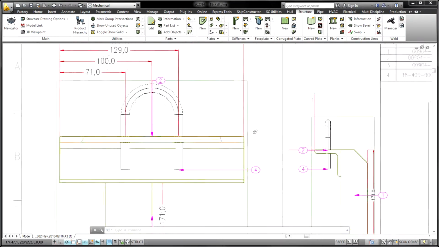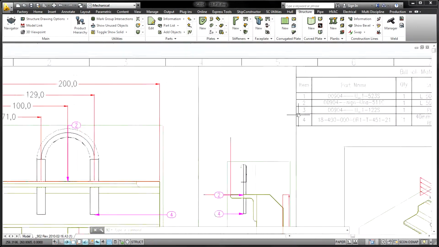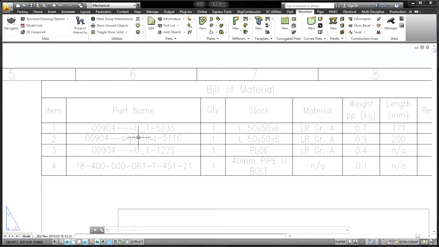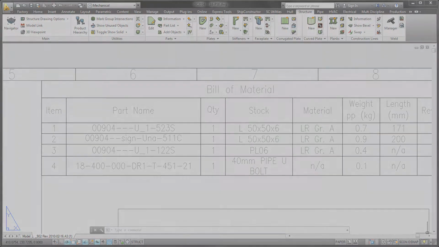PipeSupports truly shows the advantages offered when the various disciplines within a project are working in the same environment, allowing both the software and the users to share rules and standards and rapidly respond to changes.